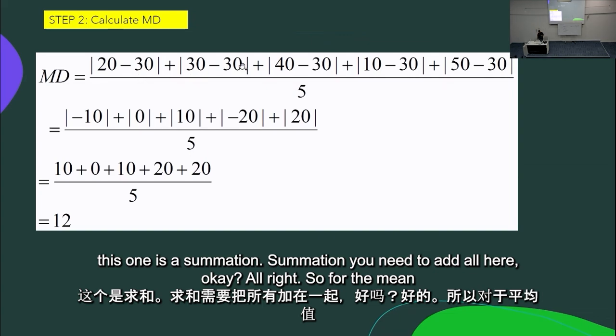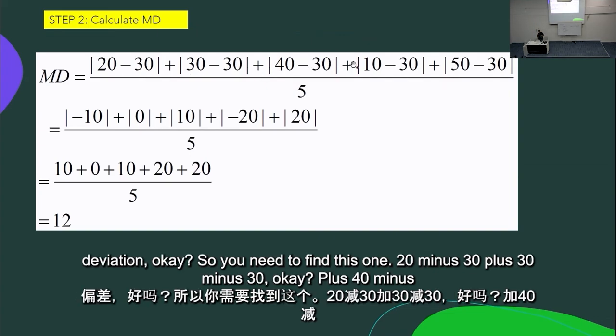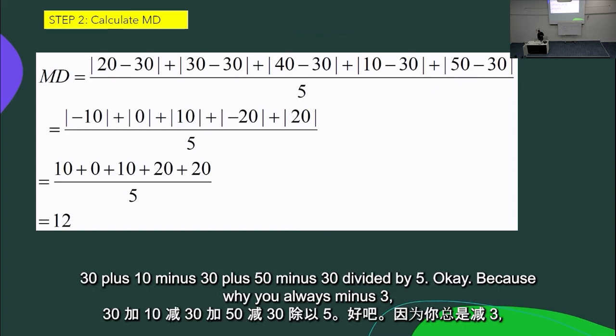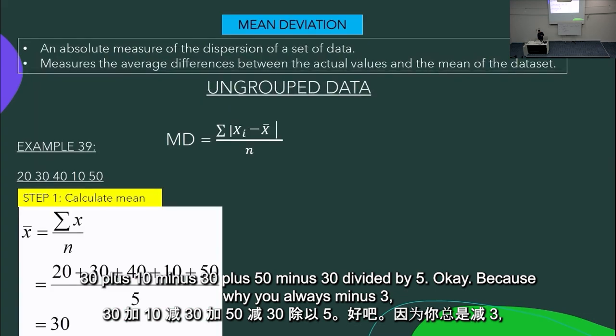Alright, so for the mean deviation, you need to find this: 20 minus 30, plus 30 minus 30, plus 40 minus 30, plus 10 minus 30, plus 50 minus 30, divided by 5.